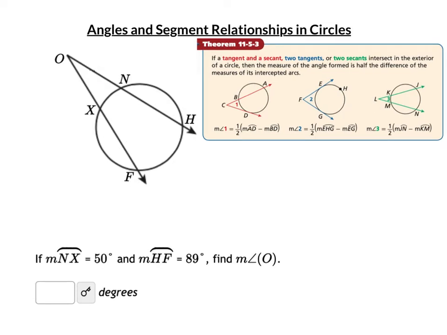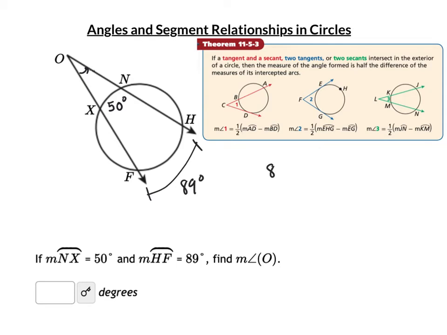The previous example was two tangents. Here we have two secants. It's set up exactly the same way. Big arc minus the small arc divided by 2 gives you that angle. We know that here NX is 50 degrees, that HF is 89 degrees.